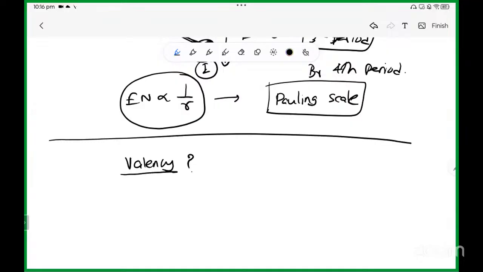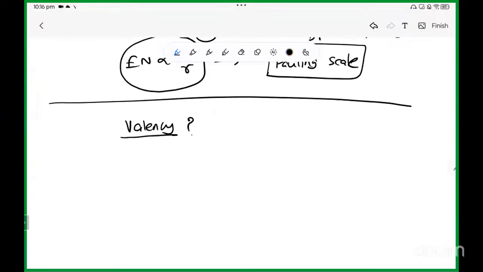What is valency? We can simply say something like this: the number of electrons an atom will release, or lose, or share to attain stability is called valency, right? So we can simply say: the number of electrons that an atom will lose, gain, or share is called the valency. That is the idea of valency, right?